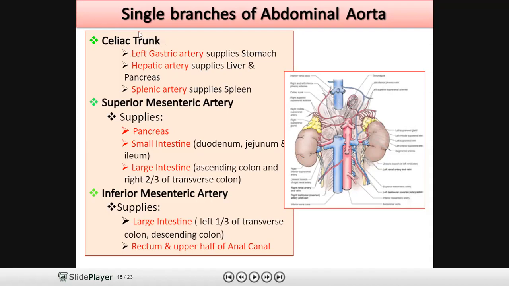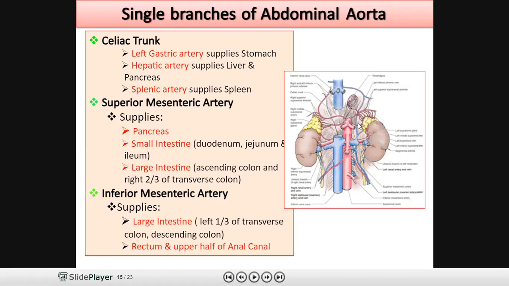And the celiac trunk is a branch of the abdominal aorta, and the abdominal aorta is a continuation of the descending thoracic aorta, which is a continuation of the aortic arch. Yeah, good. So the left gastric artery goes to supply the stomach. So remember, what artery supplies the stomach? It is the left gastric artery. And then the hepatic artery goes to supply the liver and the pancreas, and then we'll have the splenic artery.